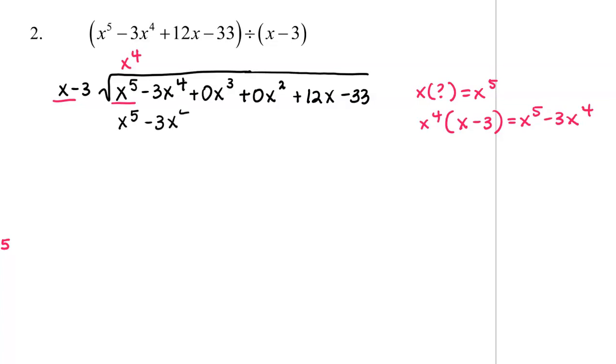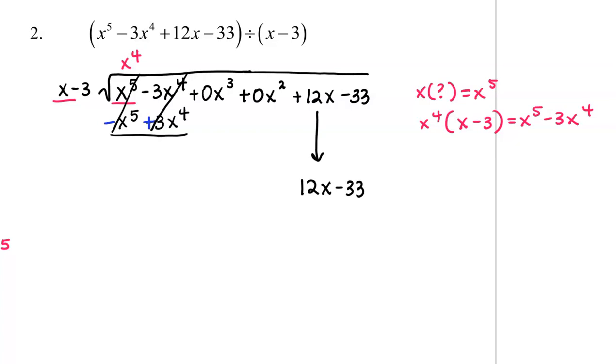And because we are subtracting, we then change the signs of both of these terms. So this becomes a negative x to the 5th and a positive 3x to the 4th. So these cancel out. We have zeros here in our next term, so we don't really necessarily have to bring those zeros down. The next thing that we would bring down would be the 12x minus 33.